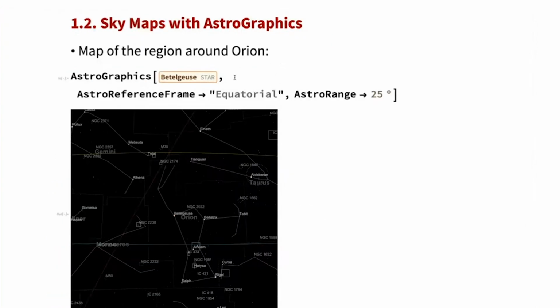Here we have the second function that we use in the astro functionality, which is AstroGraphics. This is the function responsible for producing maps of the sky. What we are asking here is to have a map around the star Betelgeuse in equatorial coordinates again. So this will be right ascension and this is declination in degrees. And we are going to have an AstroRange of 25 degrees. That means that essentially from the center to the border of the sky, we have 25 degrees.